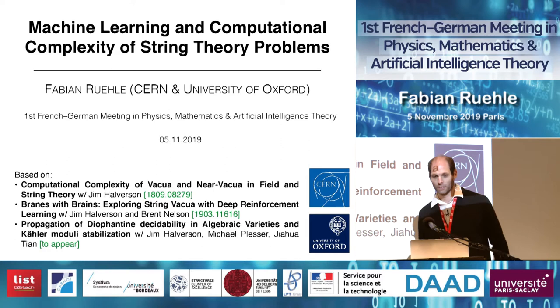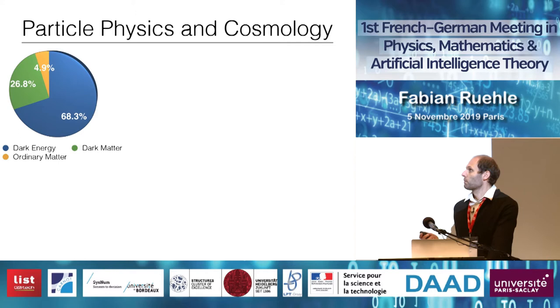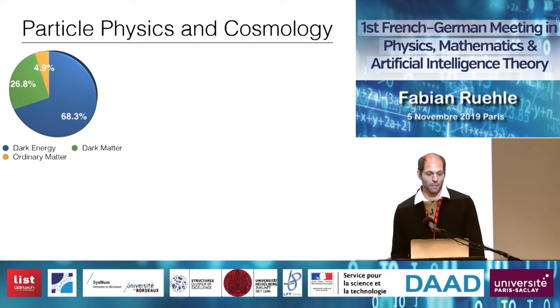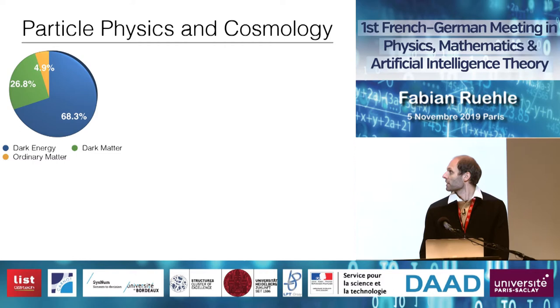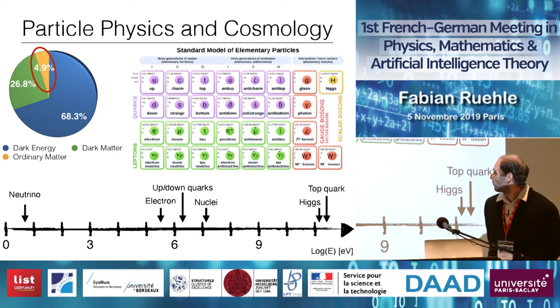So let me start by saying a few words about particle physics and cosmology as we understand it today. Experiments tell us that the energy budget of our cosmos is distributed like that, and essentially what we really understand out of these 100% are these 4.9%. Here we know that these are made up of particles which we found, for example, at CERN and other experiments before.